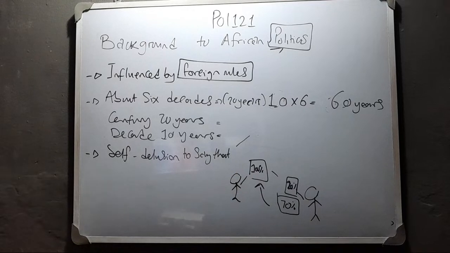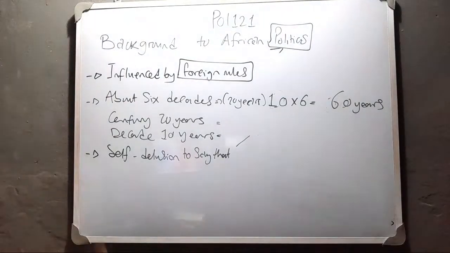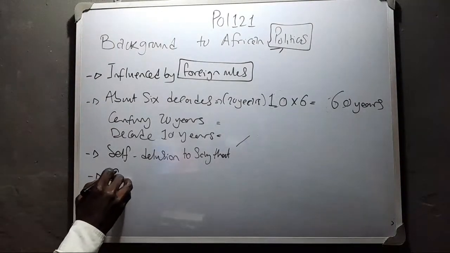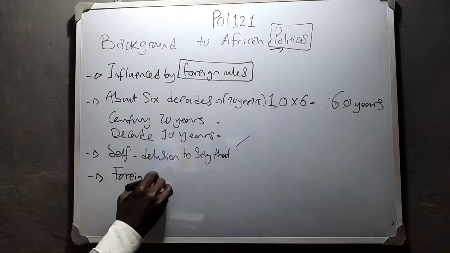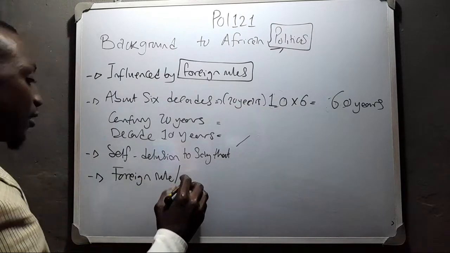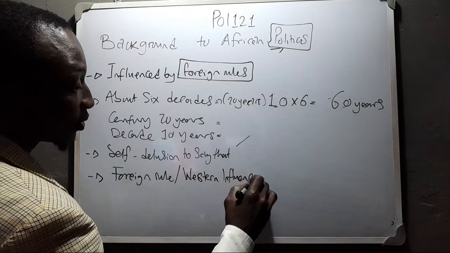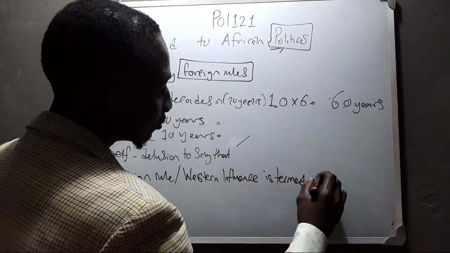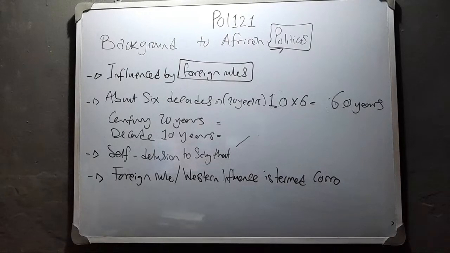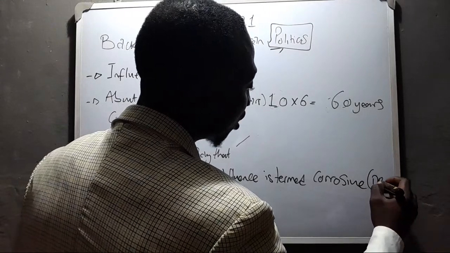And it is termed what? Corrosive. All right? It is termed corrosive. Foreign rule or Western influence is what is termed corrosive, meaning destructive.